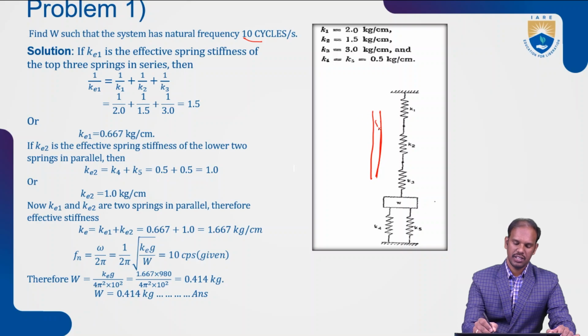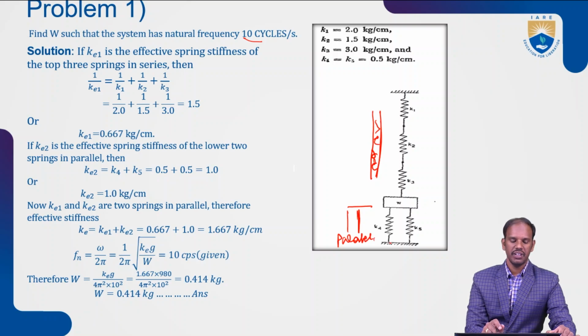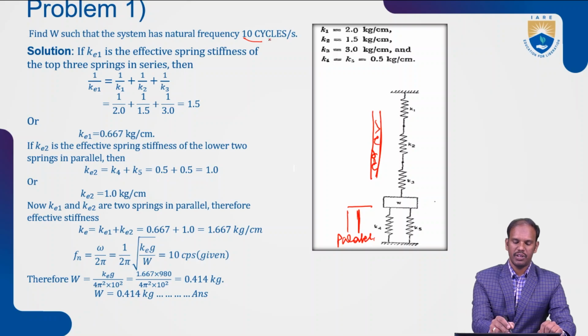It is under series, and here the other is in parallel. So the parallel and series arrangements have been given. Into this we can write it in terms of 1 by 10, which is 0.0667 kg per centimeter square.